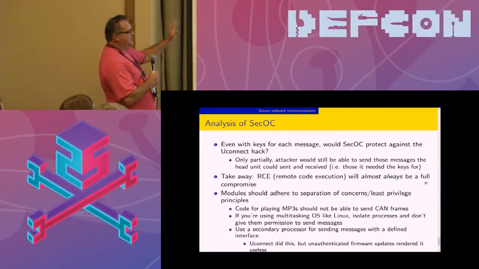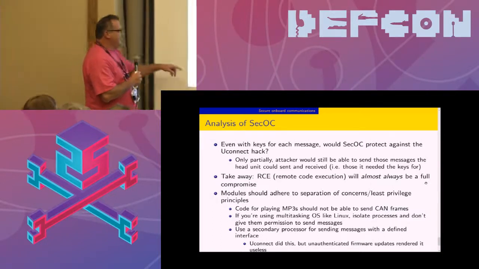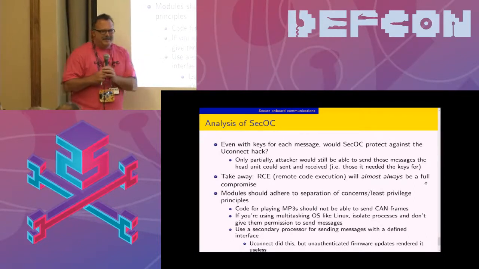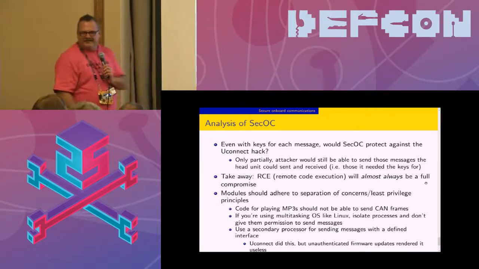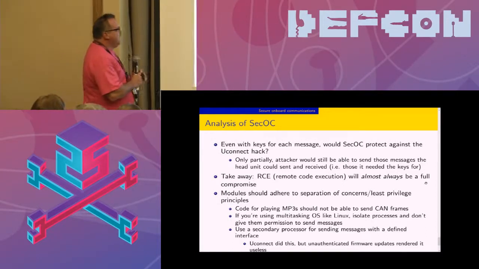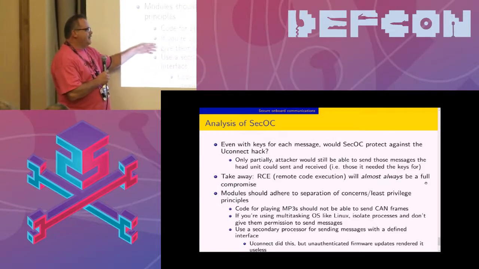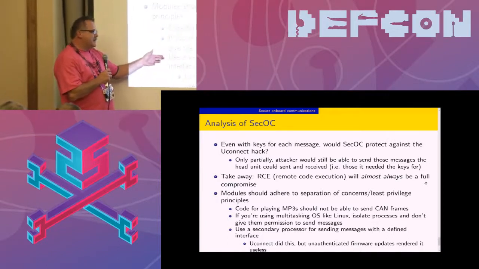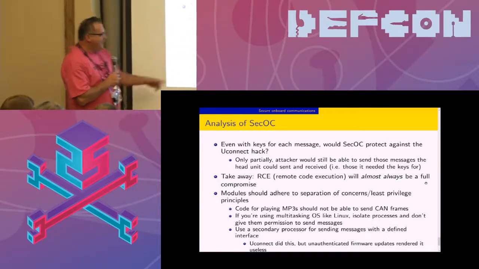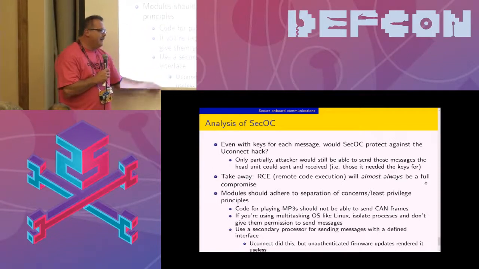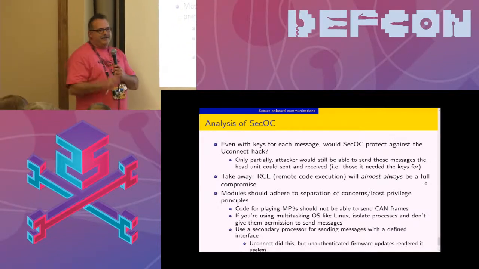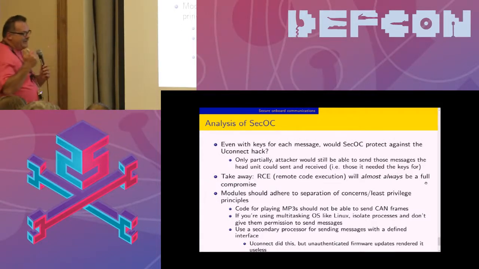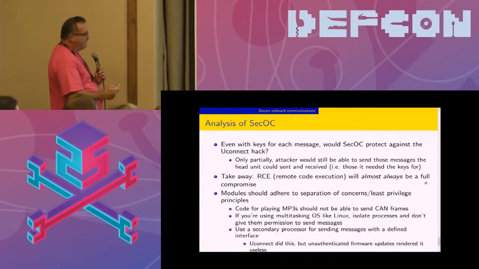So what do we do design-wise? Hopefully OEMs will do this: don't do crazy things like have code for playing MP3s that also somehow has the ability to send CAN frames. Shouldn't do that. Probably a bad idea. Make sure you isolate processes, give them the right permissions, and control that stuff. Maybe use a secondary processor for sending messages that has its own defined interface. By the way, UConnect, the GPAC, they did do that. But because they had unauthenticated firmware, they were able to download it and reverse it, so it didn't matter anyway. So protect your firmware.